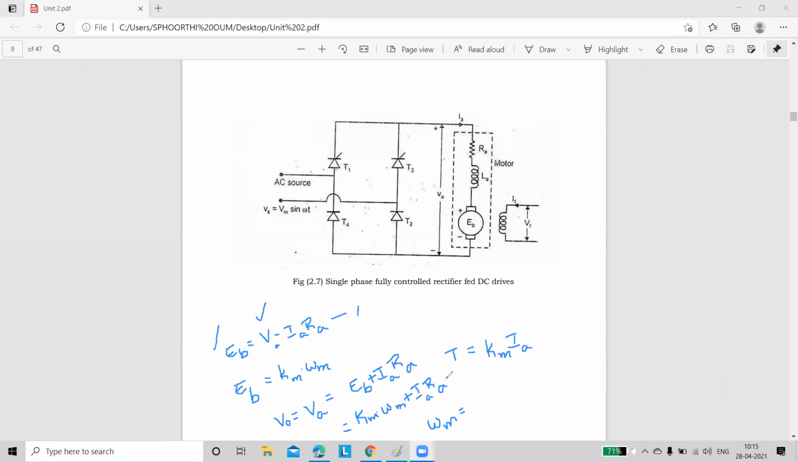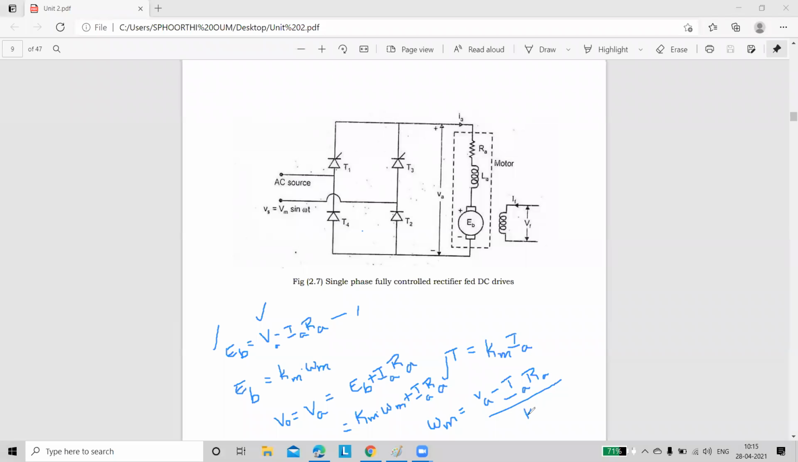I am saying it is the expression we are getting. So from this expression, is there any possibility to write the expression for omega m? What happens to this expression? VA minus IA RA by Km. Is it right or not?